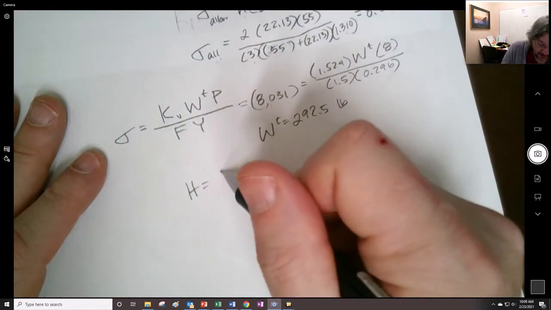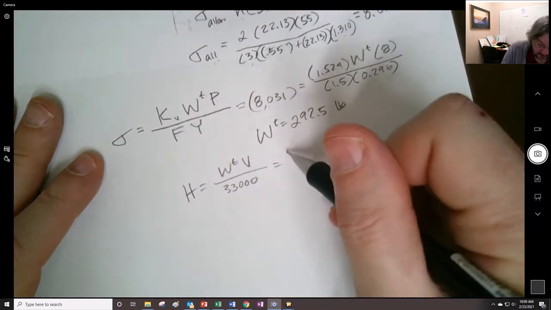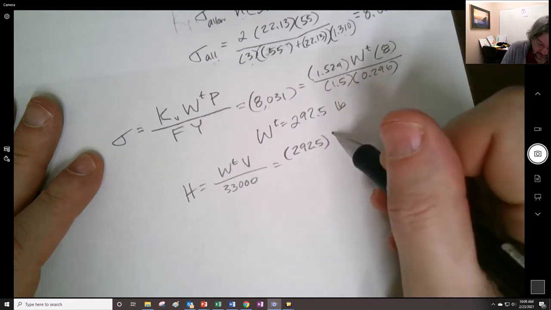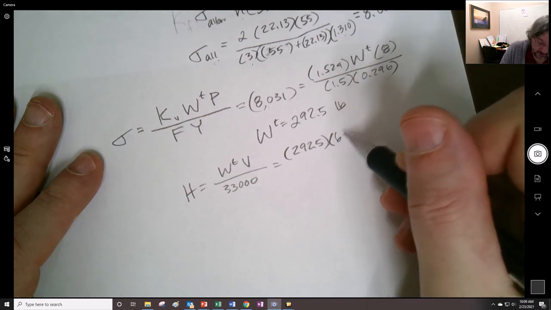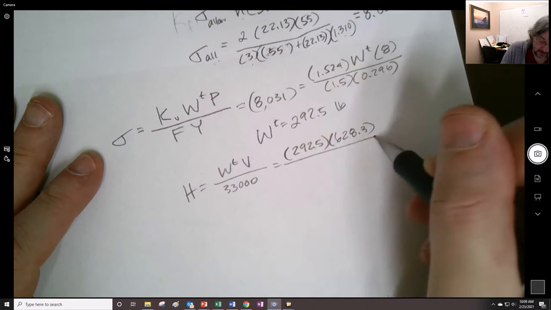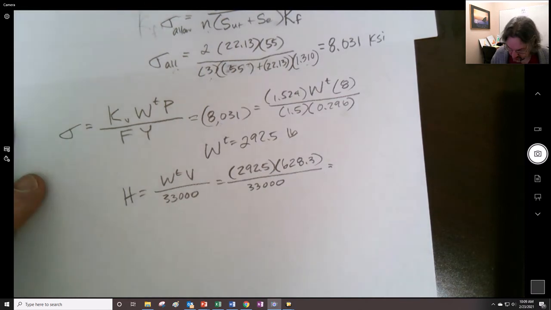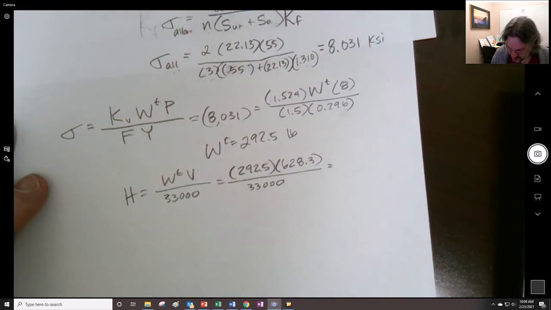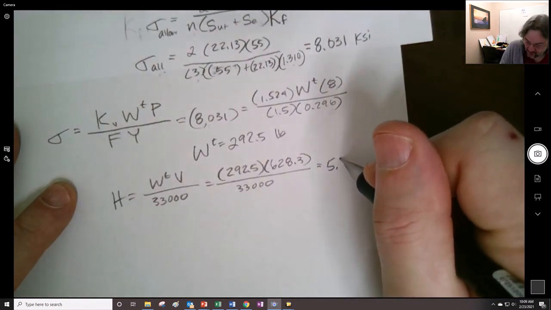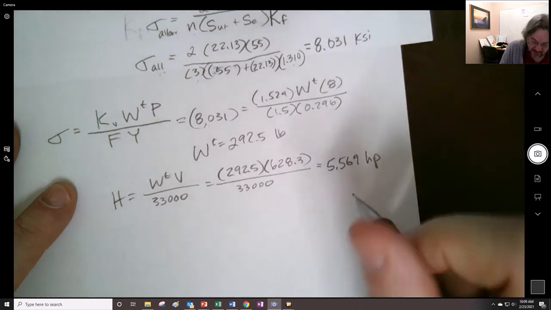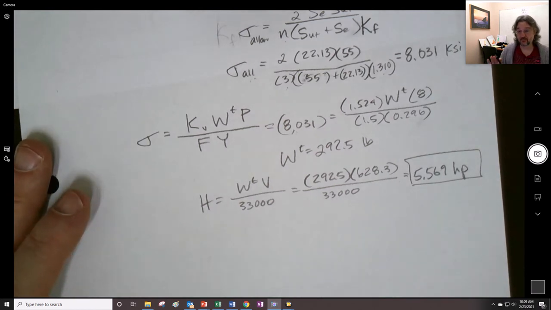And so the power is going to be WT times V divided by 33,000. So we get 292.5, and our V was still going to be 628.3, and still divided by 33,000. So our horsepower, according to this, 628.3 times 292.5 divided by 33,000, and I get it. So now we've reduced it to 5.569 horsepower is going to be the rating if we want to have infinite life and with a safety factor of 3, right?